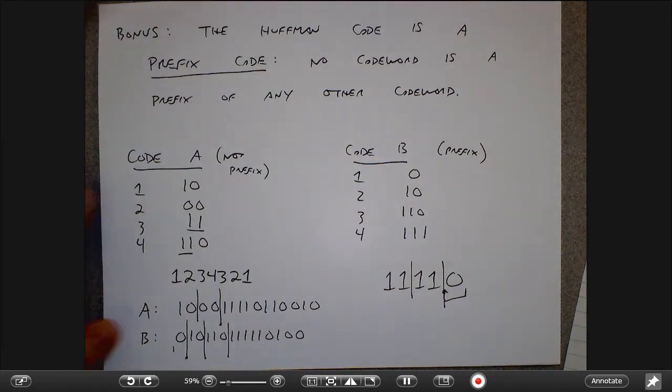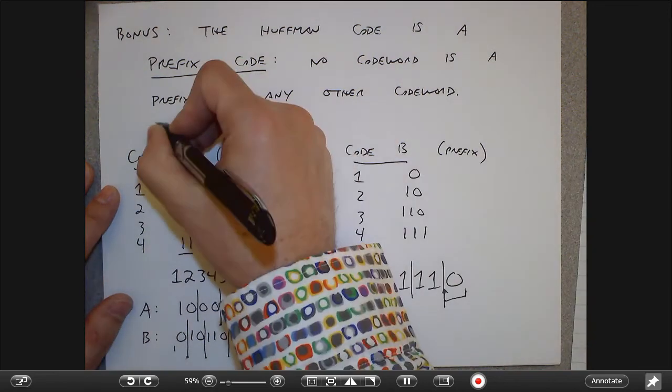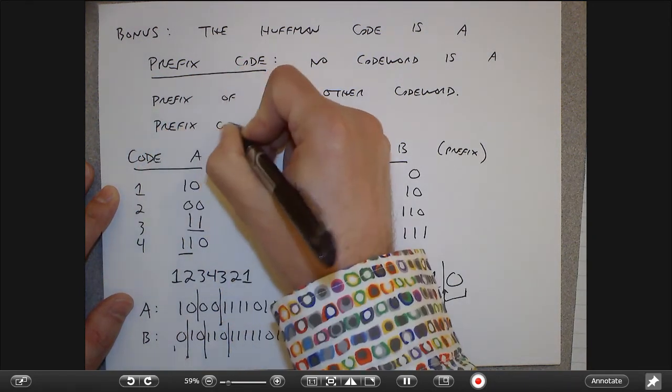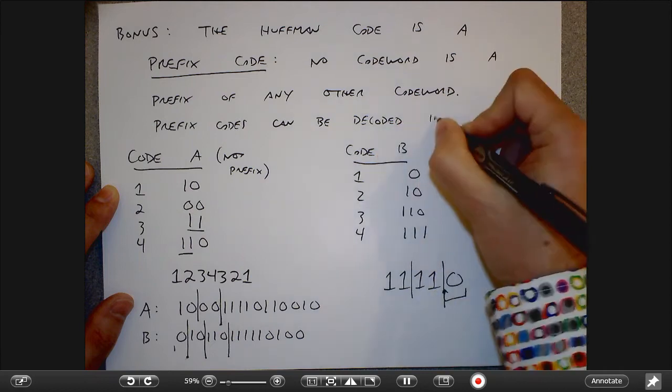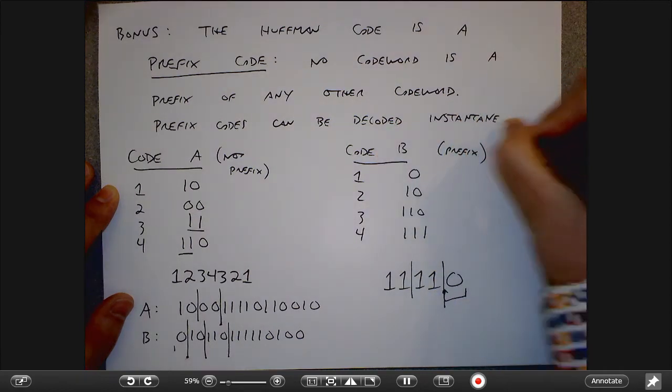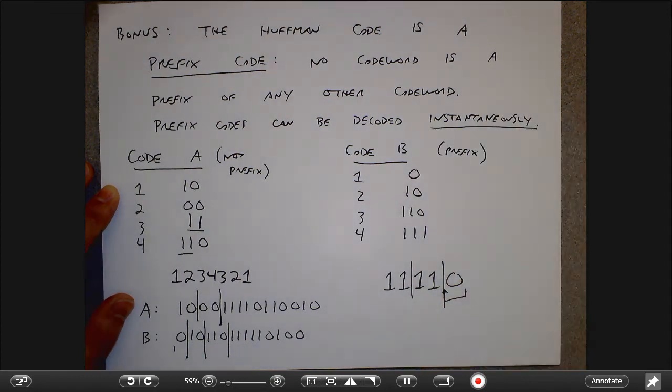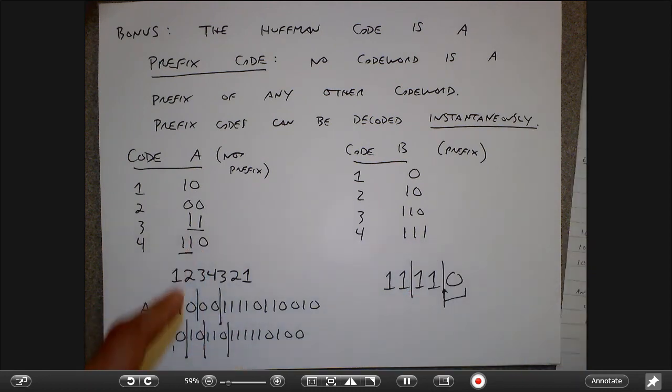So let me just say prefix codes can be decoded instantaneously. Okay, and it's important that the decoding process also has to be totally unambiguous, right? So it turns out that both of these codes are uniquely decodable, right? So there's this other concept that, if I give you some stream of symbols, there can only be one way to decode it. If there's not, then that's a really bad idea, right?